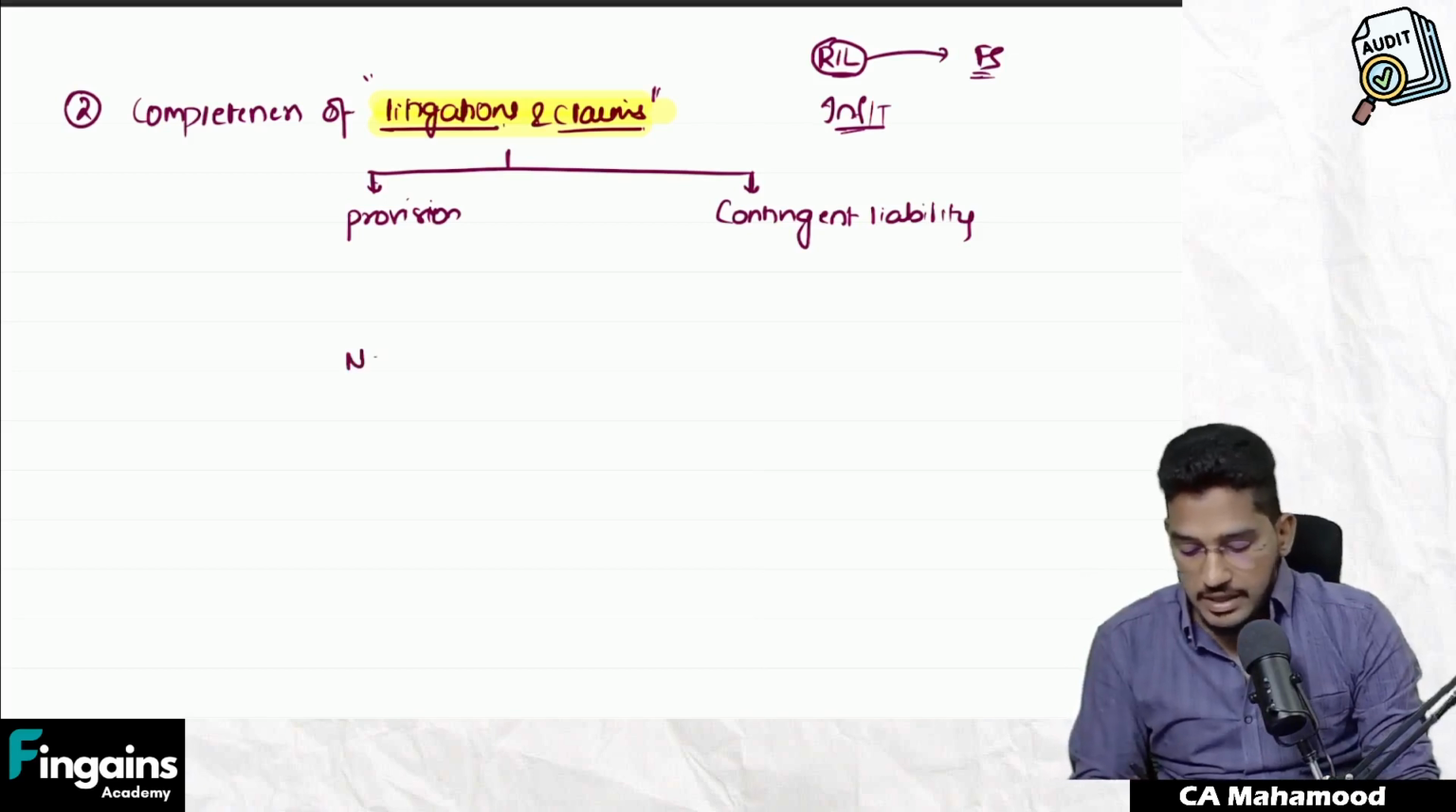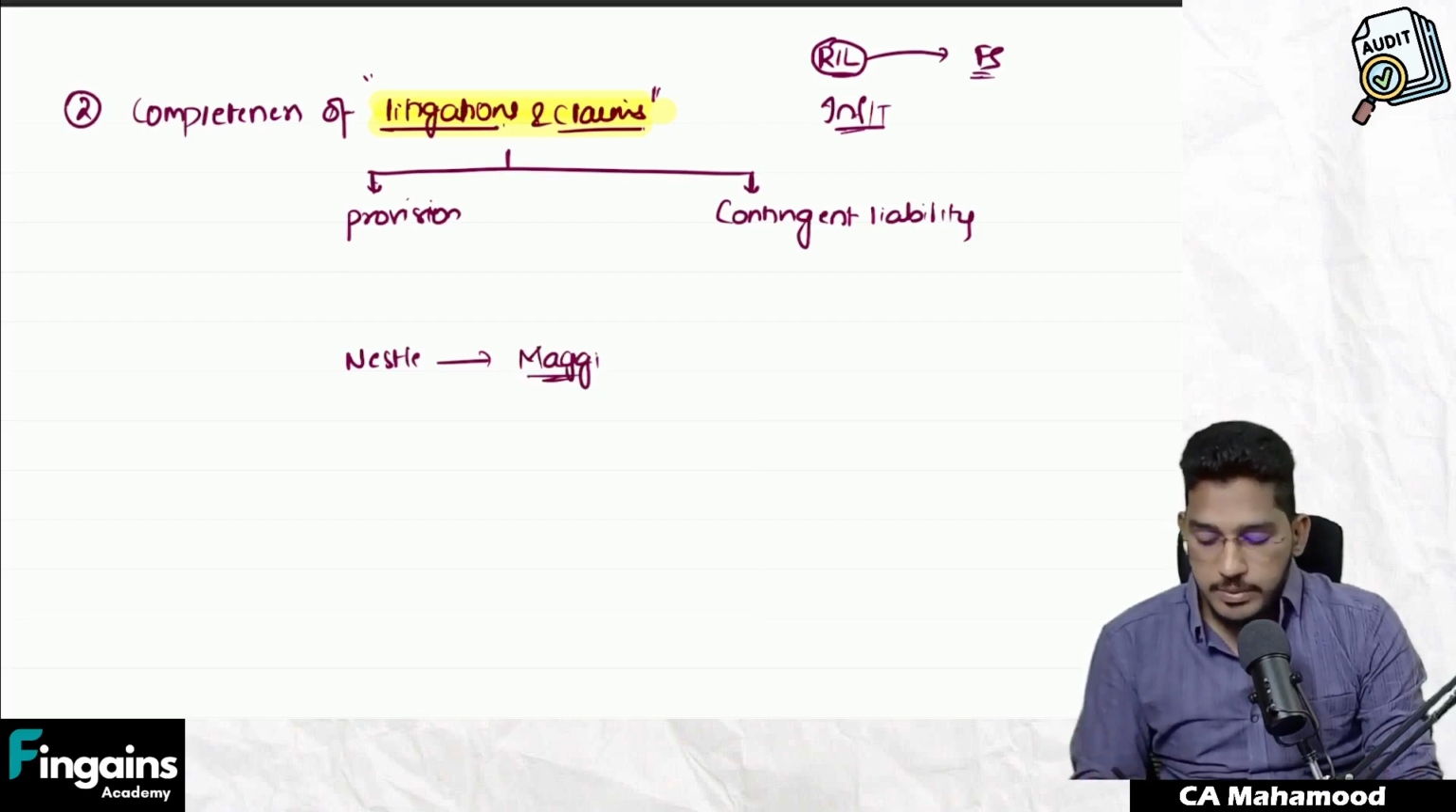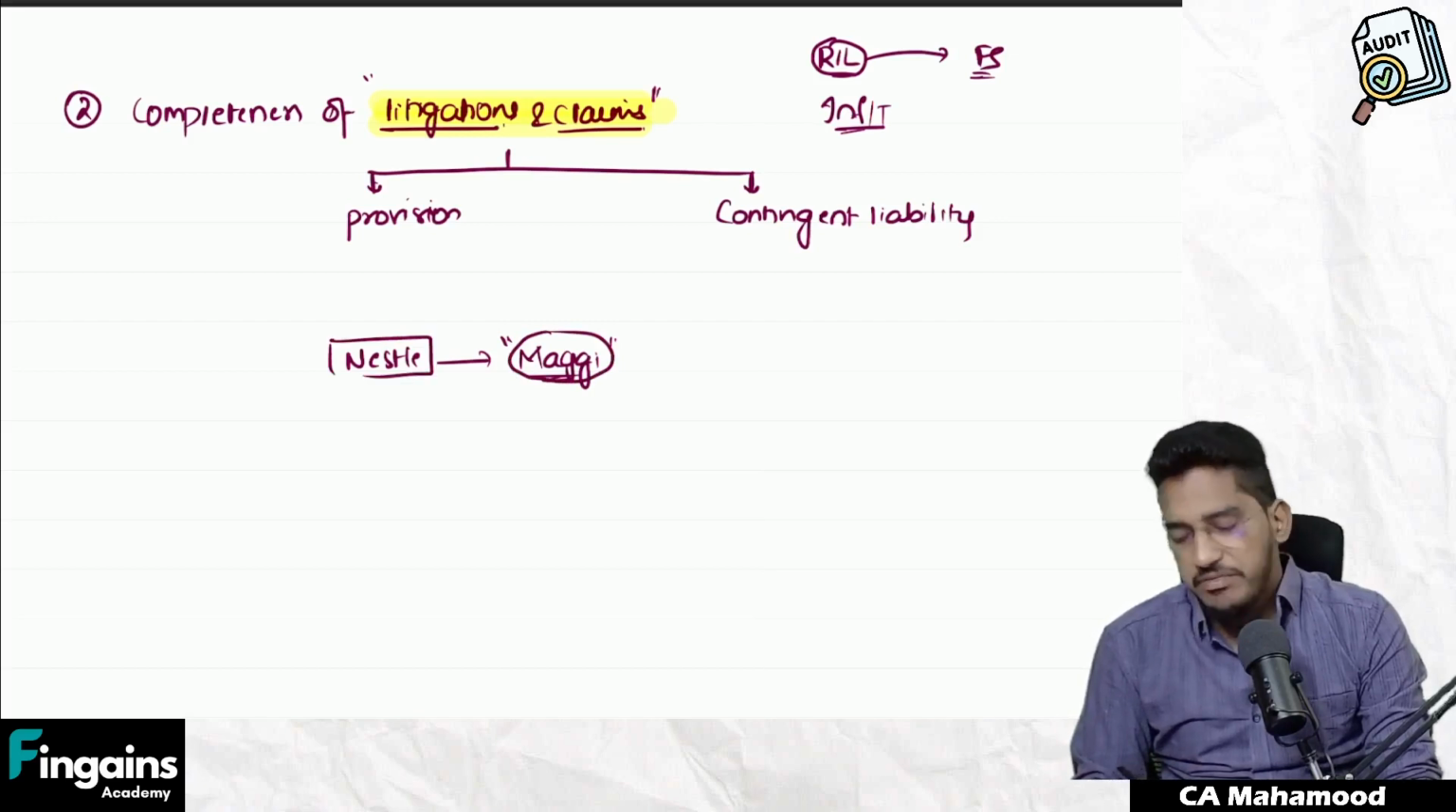So assume the Nestle company, I will tell you one simple example. A few years back, someone filed a case against Nestle. In one of their products, Maggi, it contains some non-edible content. So if people start eating this Maggi, they might develop some health issues. This is the main concern against Nestle. So someone filed a case against the company. Now the company will be fighting this case.